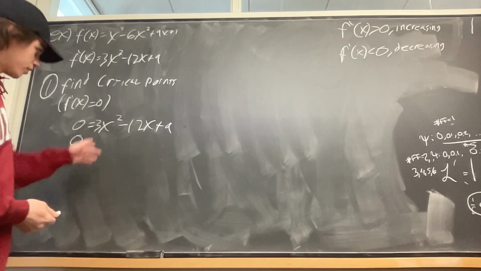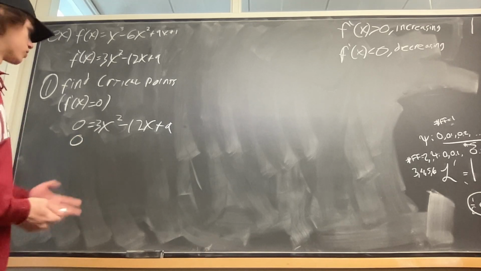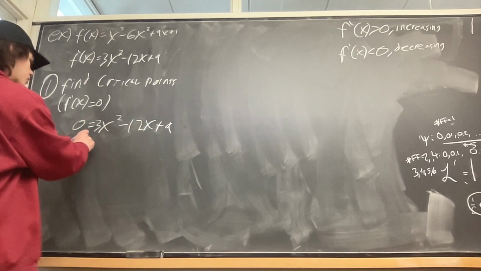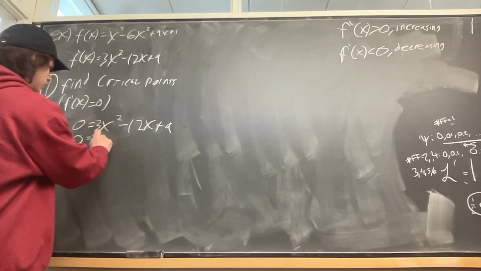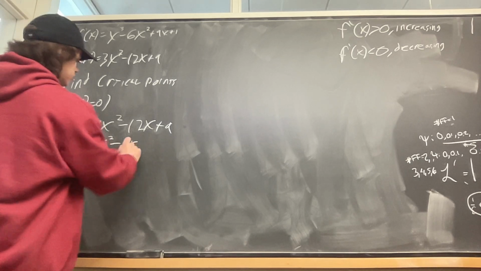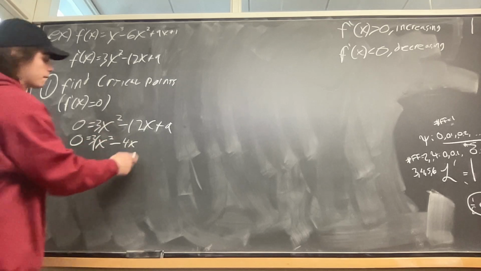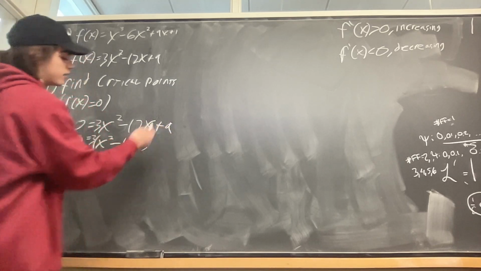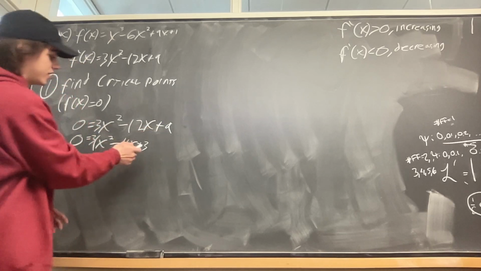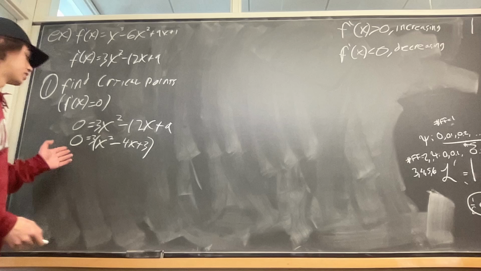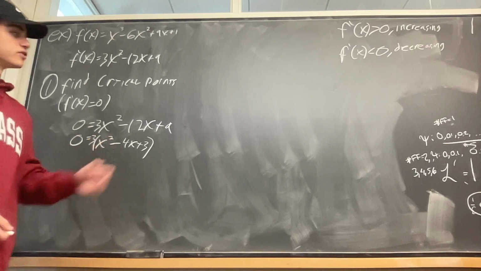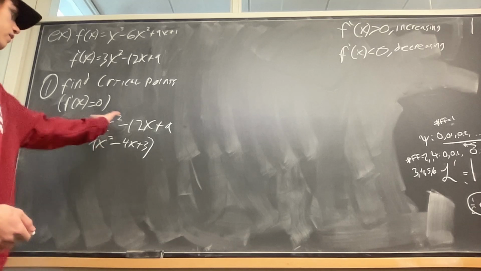Looking at this, we can actually make it easier on ourselves to factor. All these terms are divisible by 3, which means that we can pull out a 3. So we have 3 times x squared minus 4x, because 12 divided by 3 is 4, plus 3, because 9 divided by 3 is 3. So now we have 0 equals 3 times x squared minus 4x plus 3. Now that's a lot easier to factor than this top equation.